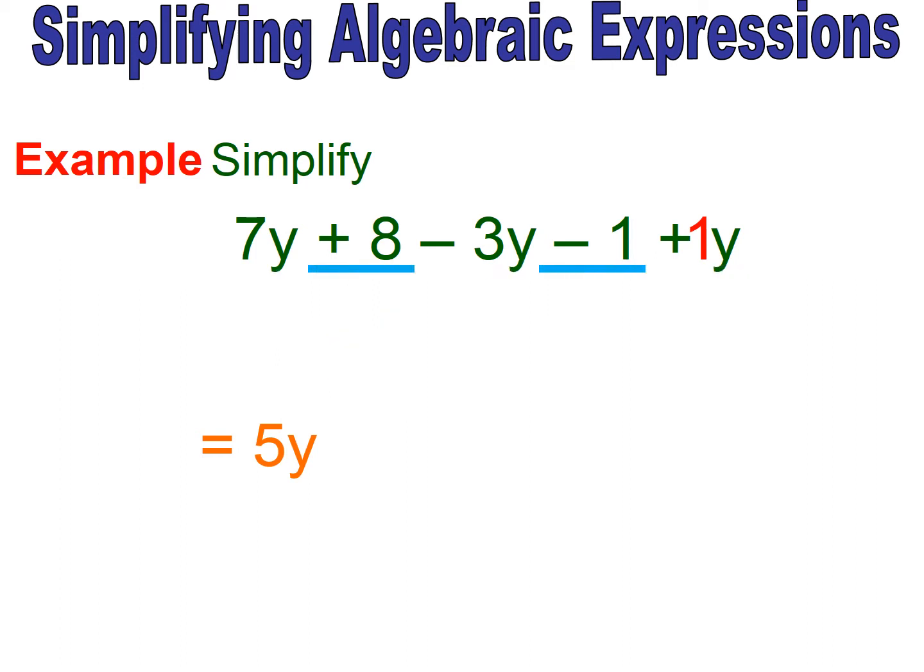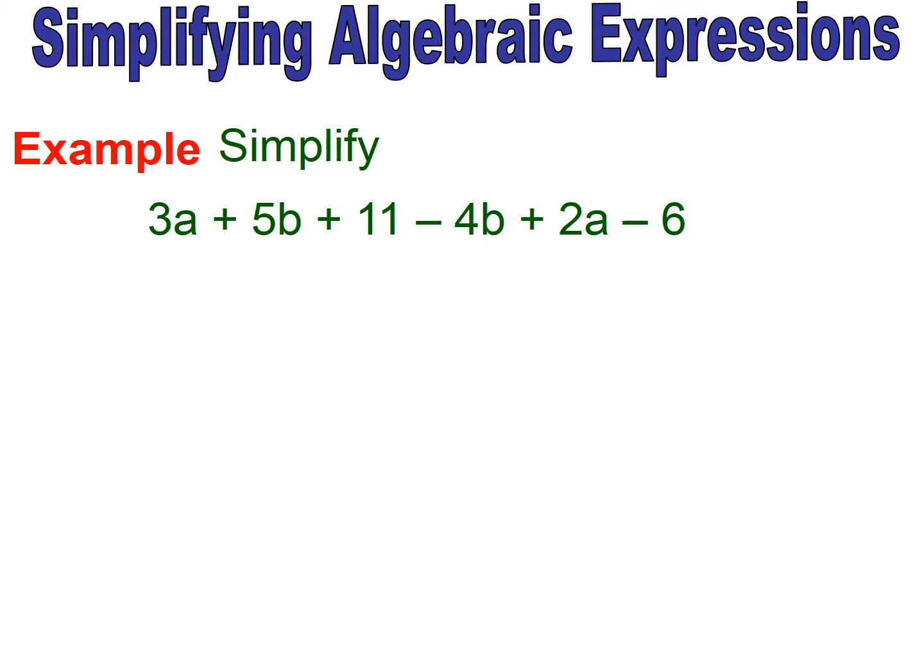I can also combine the constants because constants are like terms. So in this case, I have a plus 8 minus 1, and plus 8 minus 1 will give us a plus 7. So I have to make sure that I separate the terms with the appropriate sign. So when I simplify this expression, I end up with 5y plus 7.